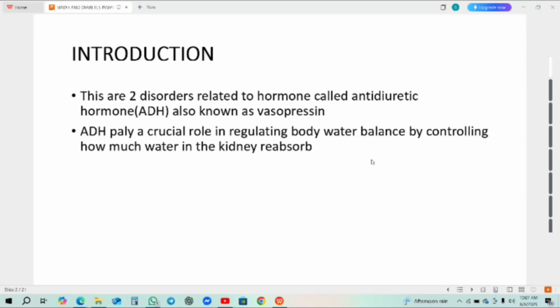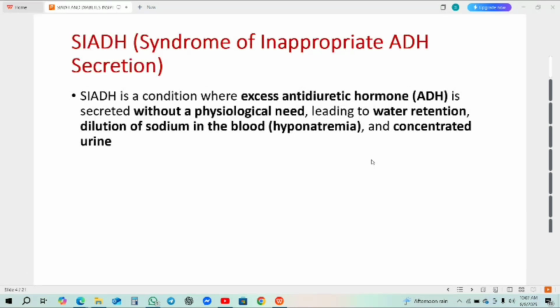SIADH, syndrome of inappropriate ADH secretion, is a condition where excess ADH is secreted without physiological need, leading to water retention, dilution of sodium in the blood, that is hyponatremia, and concentrated urine. So hyponatremia is where the sodium levels in the body are low because the plasma has been diluted by this abnormal retention of water. Let's move to the next slide.